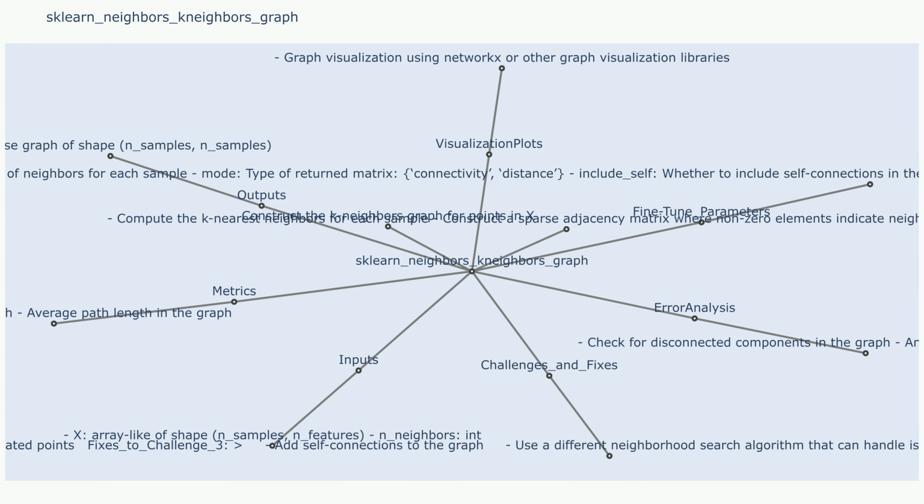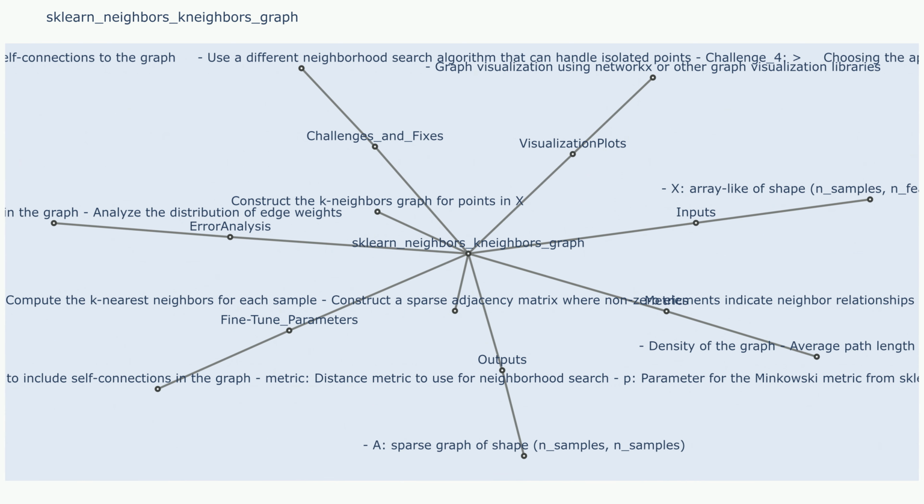Challenge 2: the computational cost of finding nearest neighbors can be high, especially for large datasets or when using complex distance metrics. Sample use case that resulted in challenge 2: when working with a massive dataset containing millions of data points, calculating the distances between all pairs can become computationally expensive.